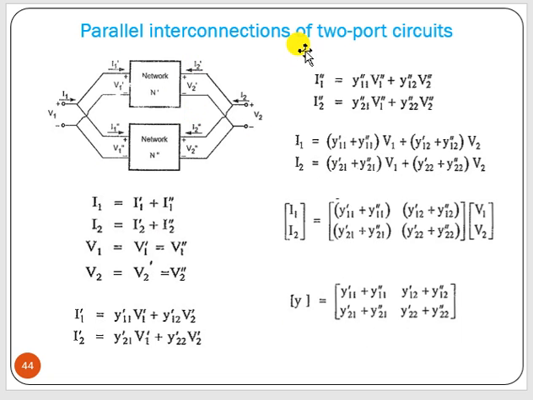Now in parallel connection, what happens? In parallel connection the currents will add up, and the voltage will be the same. Now we can write these two expressions for the two networks.